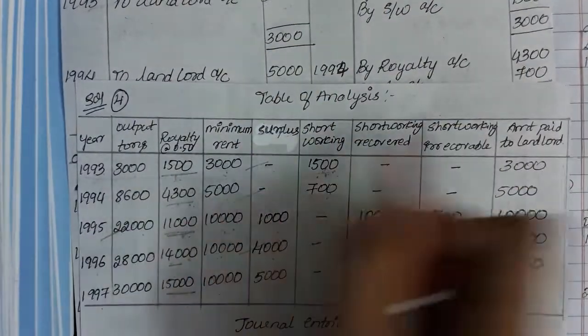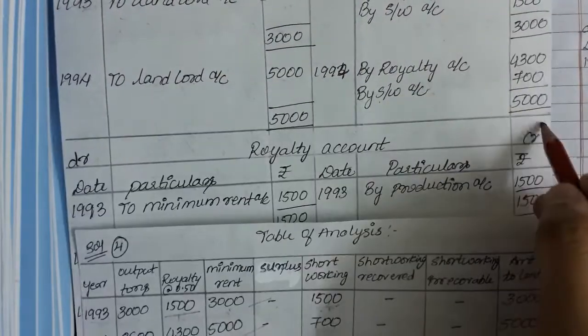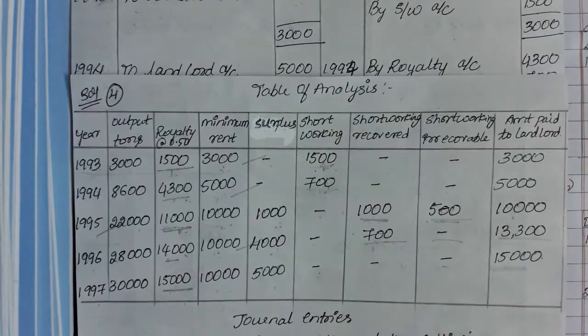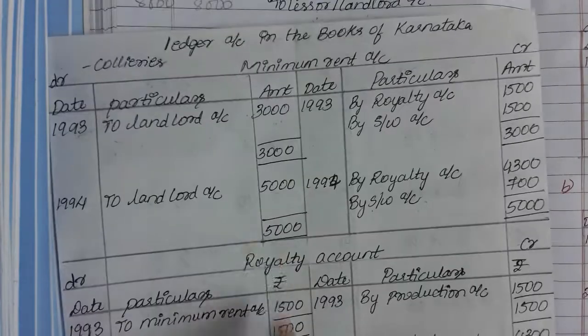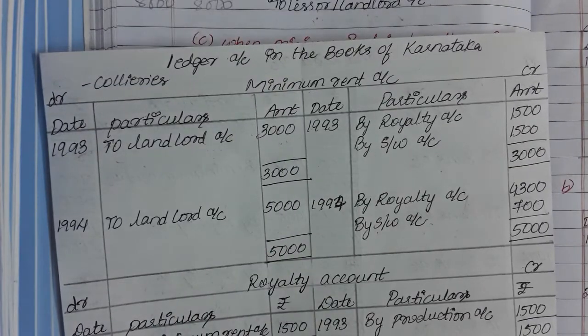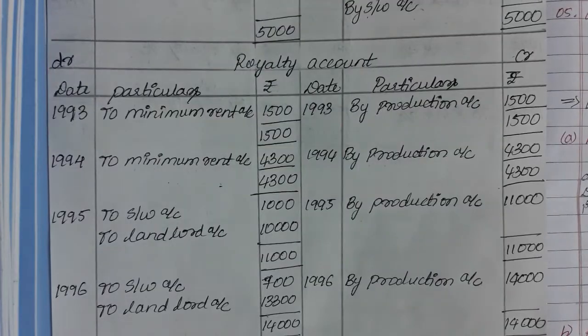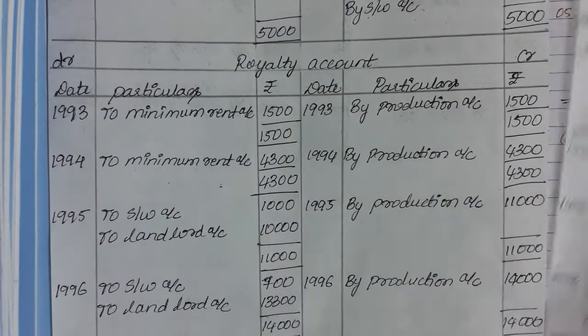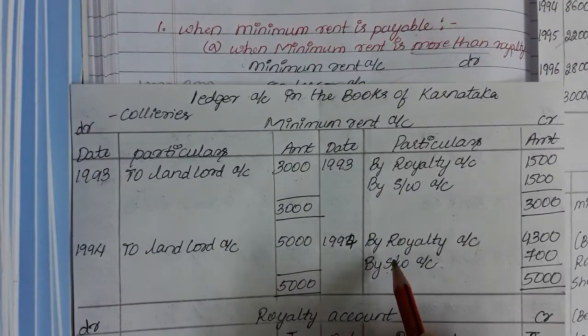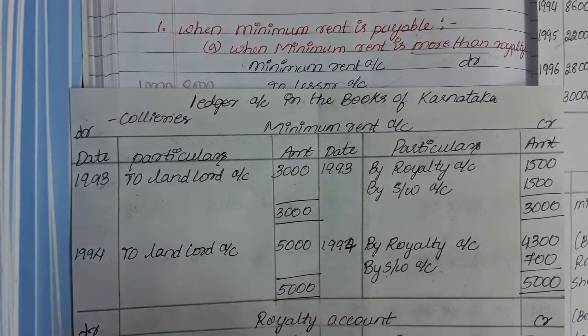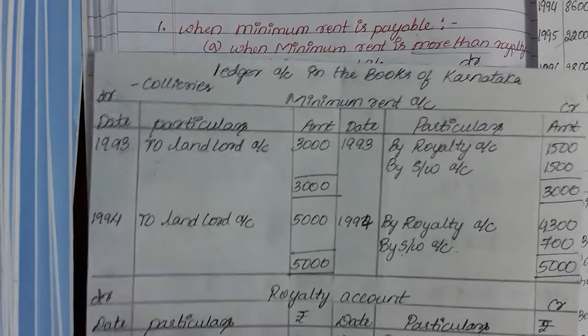So here 4,300, how much you got from royalty and how much you showed as short workings, you will be writing in the minimum rent account. Likewise, coming on to the royalty account, how to pass this royalty account? For every year, not like this minimum rent. Whenever the minimum rent is more than royalty, you will be writing only in that case in this account.